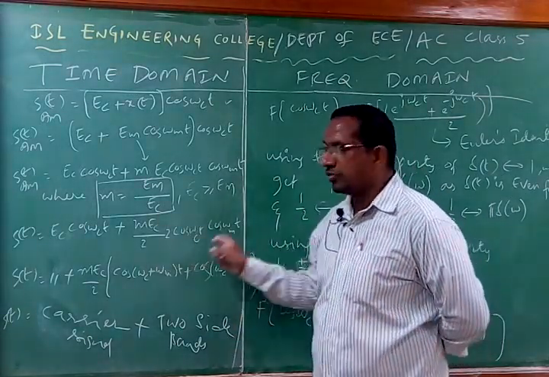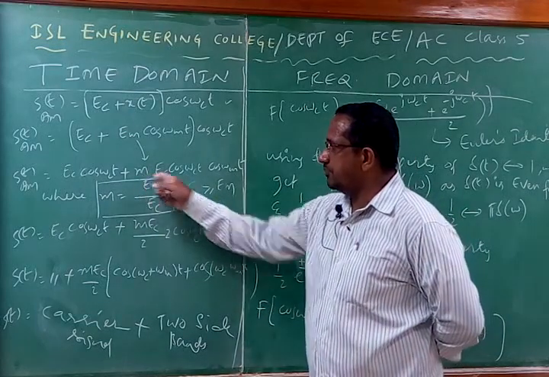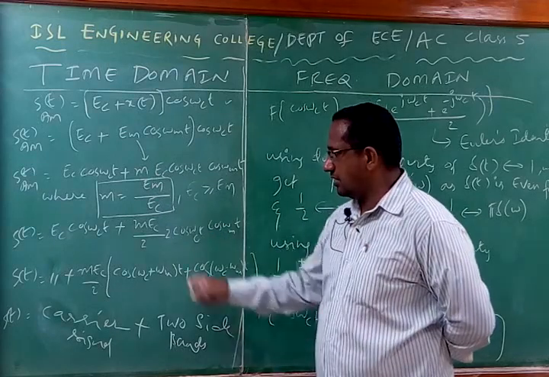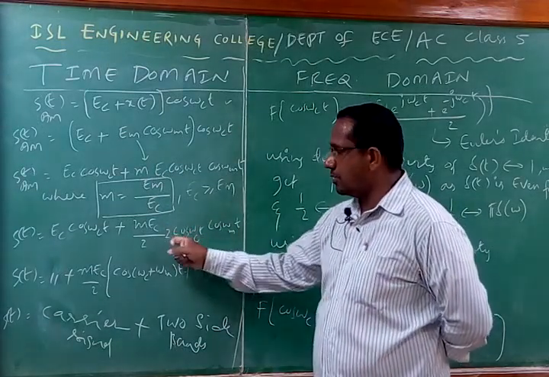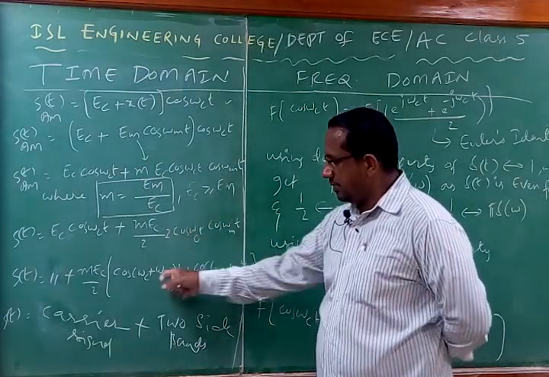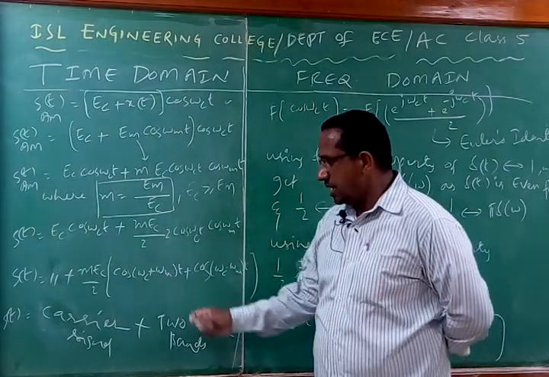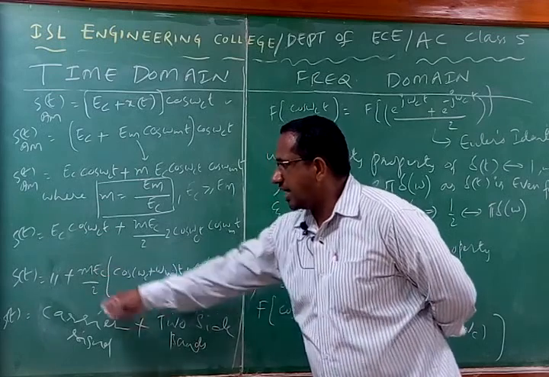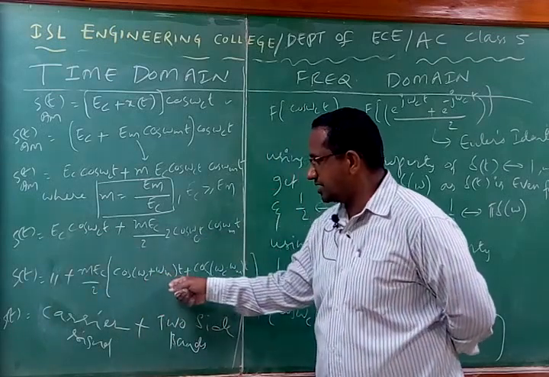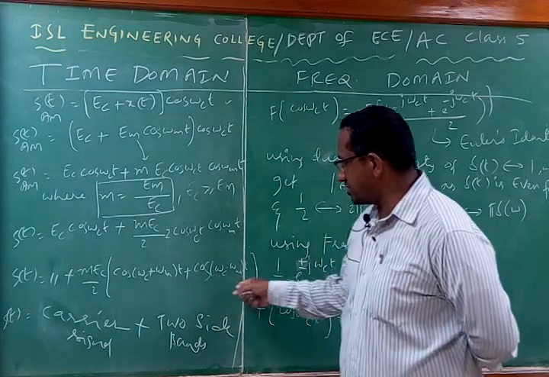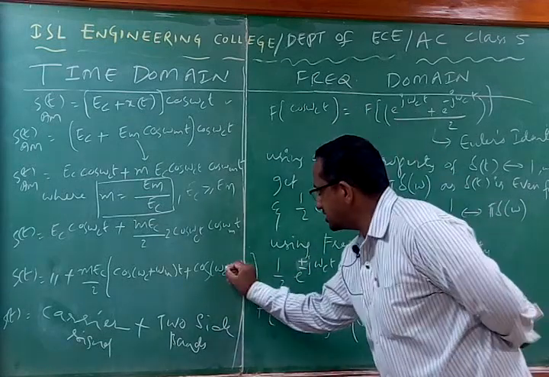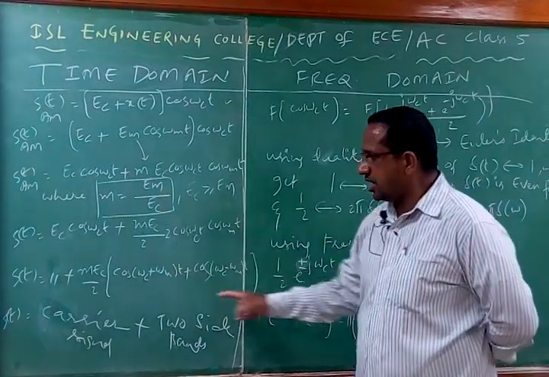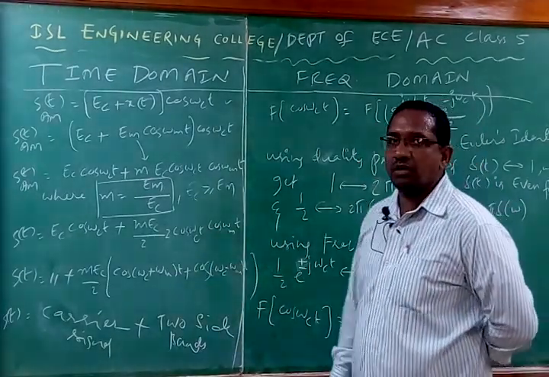So in order to get into that form, what do we do now? Simply multiply and divide by 2 in this equation, so that we get it in the form of 2 cos a cos b. Simply we expand this with 2 cos a cos b. By that we can say this as Ec by 2, carry remains as it is, cos of (omega c plus omega m) t, plus cos of (omega c minus omega m) t. So now this is the amplitude modulated signal in time domain which we have got.